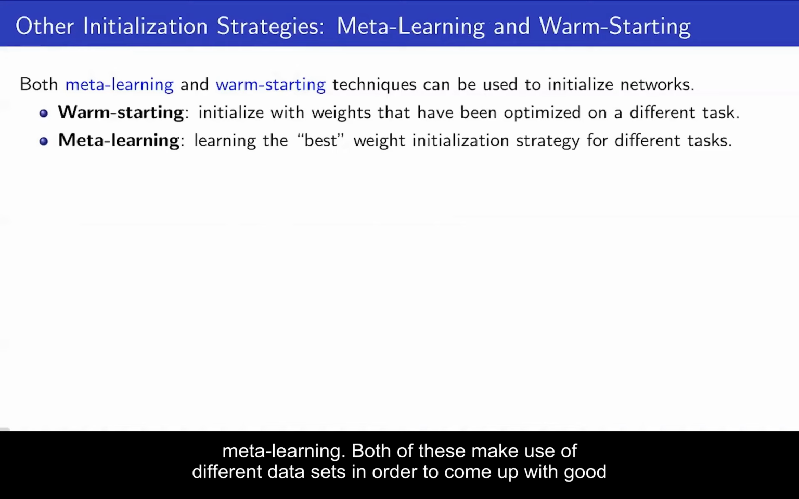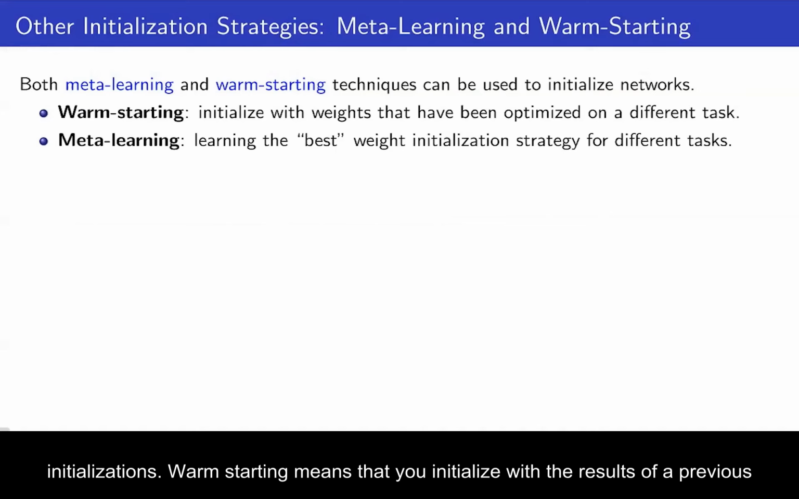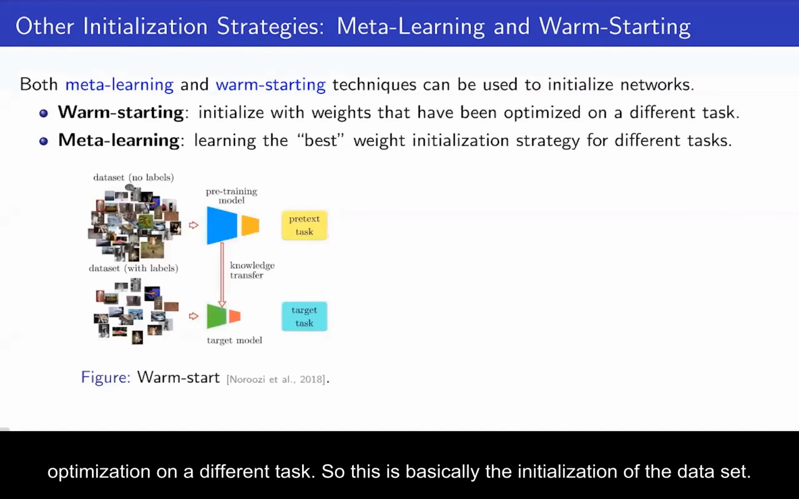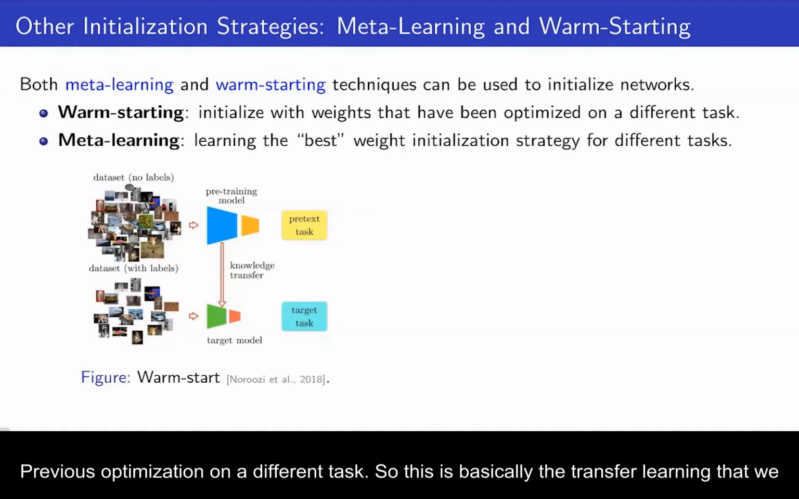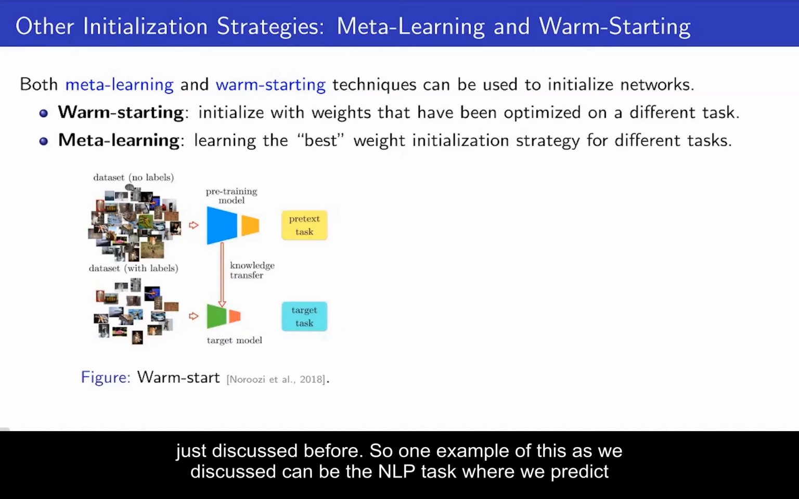All right, so the final set of initialization strategies that we will discuss are warm starting and meta learning. Both of these make use of different data sets in order to come up with good initializations. Warm starting means that you initialize with the results of a previous optimization on a different task. So this is basically the transfer learning that we just discussed before.